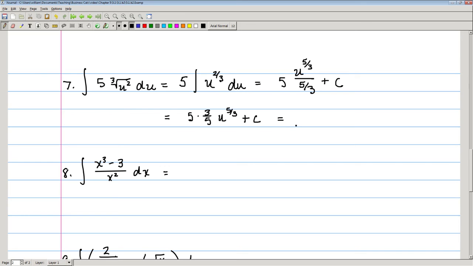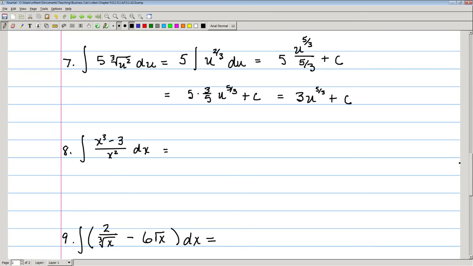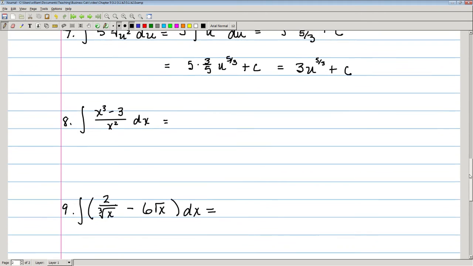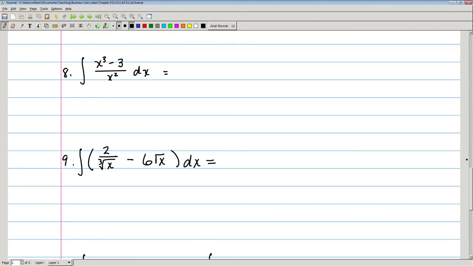And 5 times 3/5 would be just 3. u to the 5/3 plus c. And we have our antiderivative, our family of antiderivatives. Whenever we see expressions getting more and more complex, what we want to do is reach back into our algebra skills and simplify these expressions before we try to compute their antiderivatives.